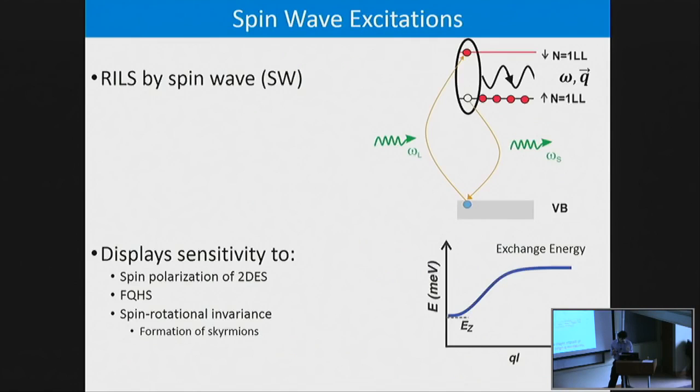The one we're looking at, though, is mainly the excitations from the spin wave, and the spin wave is basically a collective spin flip excitation propagating through a system.